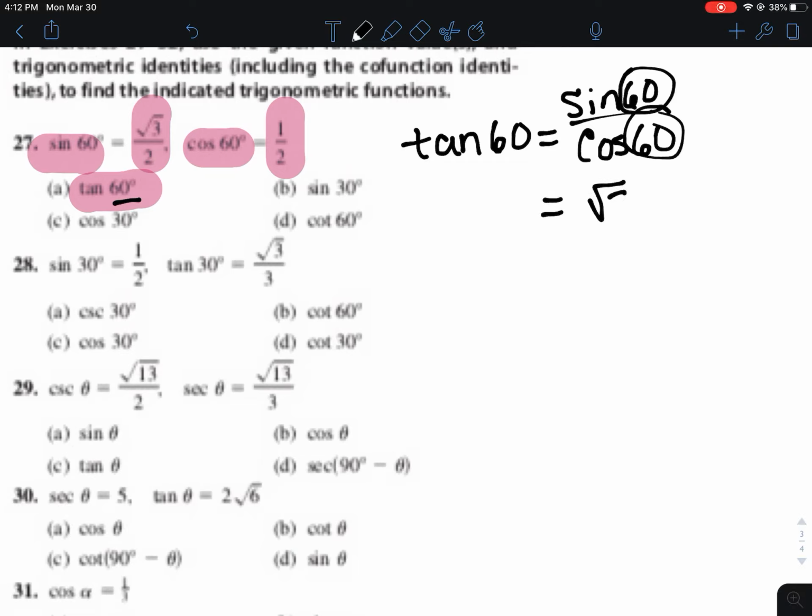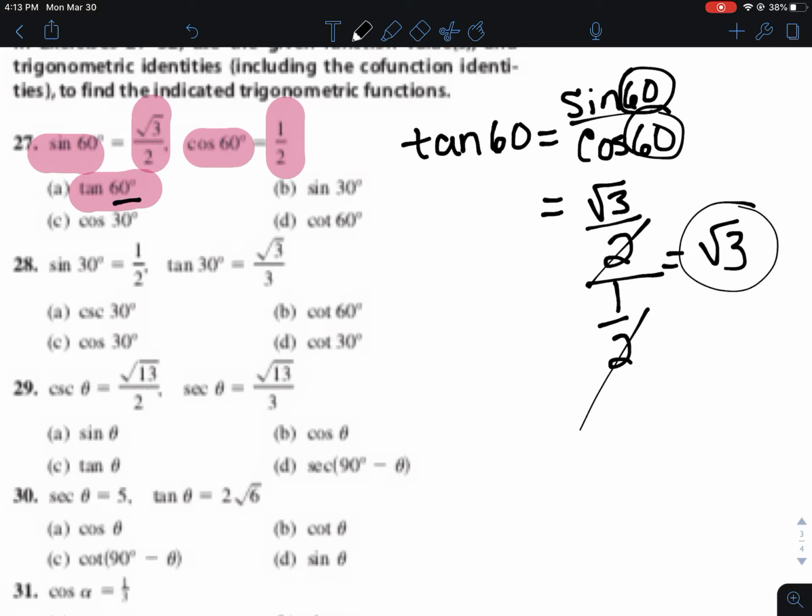So in this case, we get the square root of 3 over 2 divided by 1/2. In a double stacked fraction, those denominators cancel, so we just get the square root of 3. So tangent of 60 is the square root of 3. Hopefully everyone's okay with that.